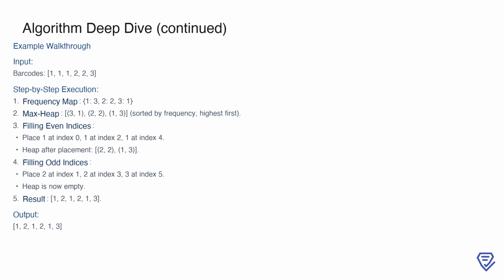The remaining barcodes in the heap are then used to fill the odd indices. Barcode 2 is placed at indices 1 and 3, and barcode 3 is placed at index 5. At this point, the heap is empty, and the result array is 1, 2, 1, 2, 1, 3. This output satisfies the condition that no two adjacent barcodes are the same, demonstrating the algorithm's effectiveness.